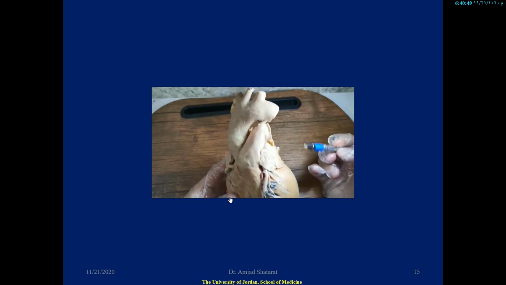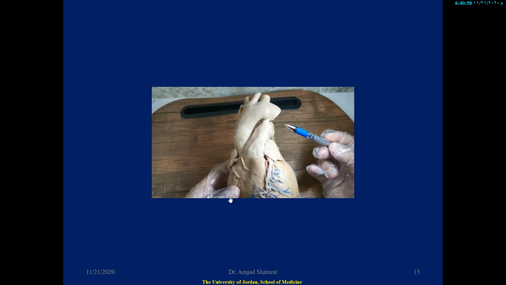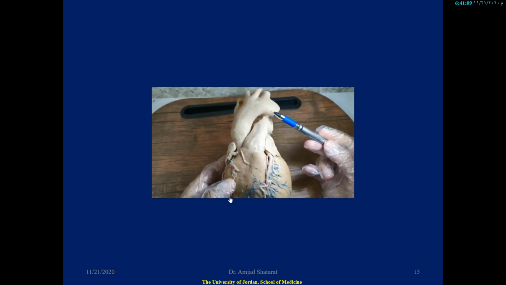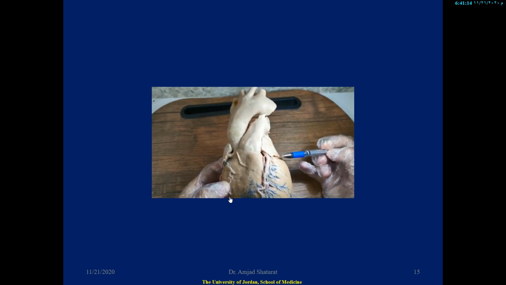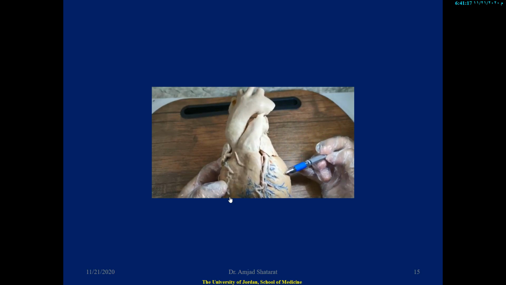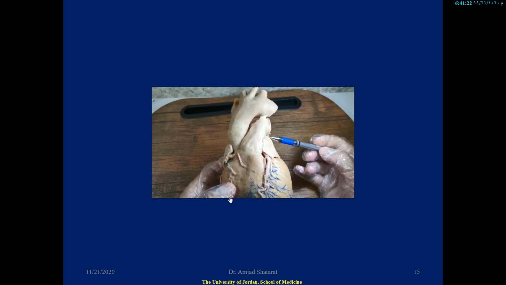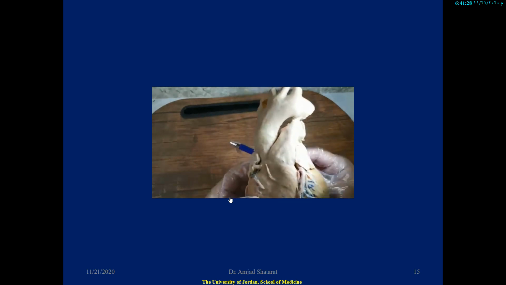Here we add other structures because of the way we see the image of the heart on an X-ray. The left border is made of the arch of the aorta, then the pulmonary artery. Of course, it goes downward to the left ventricle. Sometimes we could add the contribution of the left auricle.